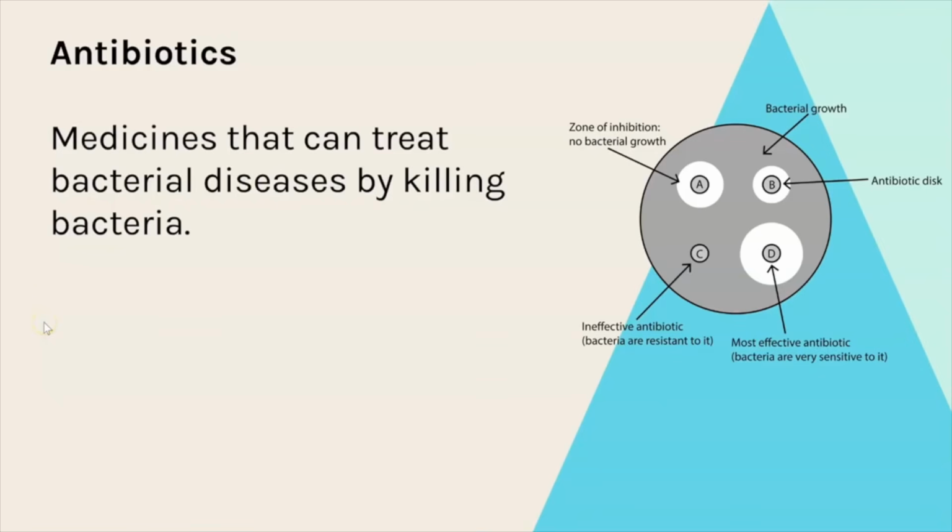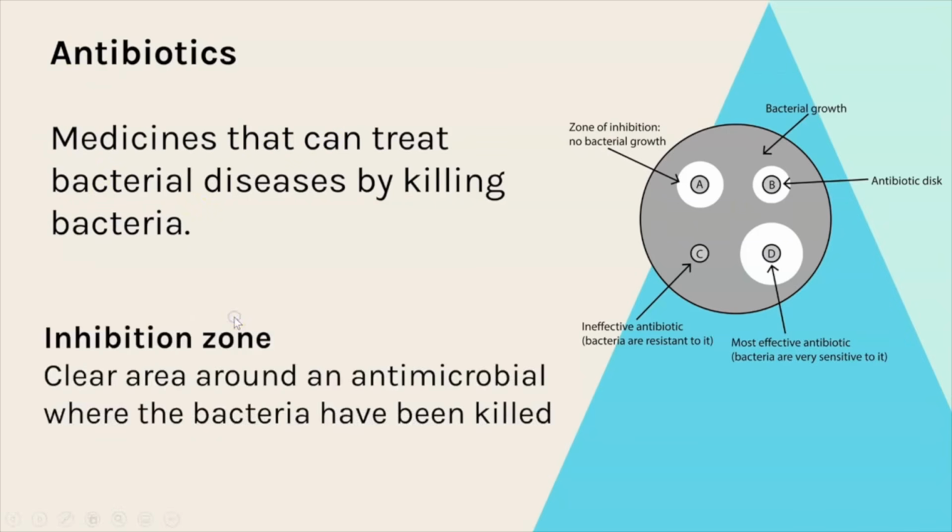Now, in this investigation, we're going to be looking at which antibiotic, or you might be using other antimicrobials, is the most effective at killing a particular bacteria. So just a reminder that antibiotics are medicines that can treat bacterial diseases by killing the bacteria. And in our experiment, we're going to be getting what's called inhibition zones. These are the clear areas around the antibiotic disc, or whatever it is that you have put down, where the bacteria that you grew has been killed by that particular antibiotic. And if you have no inhibition zone, that means that antibiotic is ineffective.